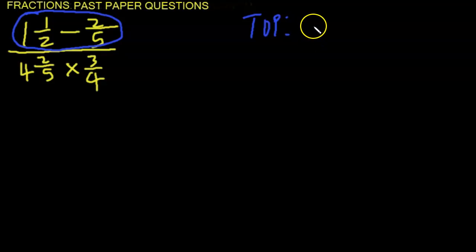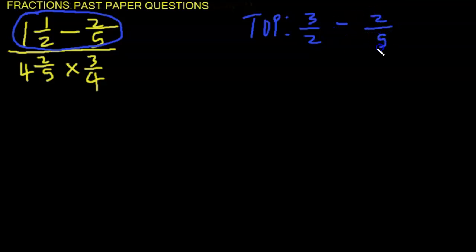Let's look at another past paper problem. Here it is. Again, same approach: work out everything at the top. What do we have at the top here? 1 1/2. We convert that to an improper fraction. We get 2 times 1, 2, and 1, so it's 3 over 2 minus 2/5.